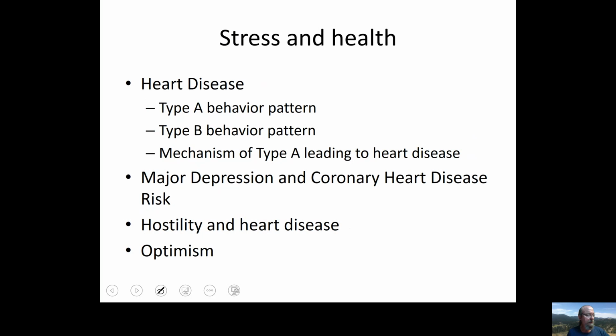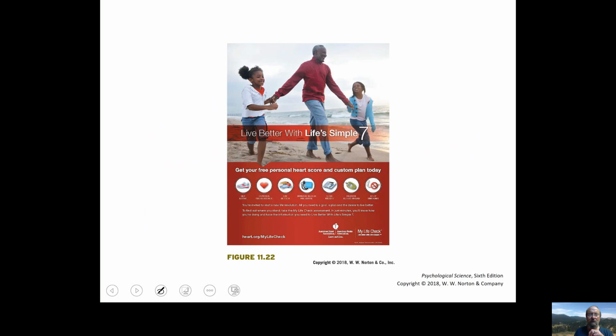Type A and Type B behaviors. Type A is just intense. Type A is a pattern of behavior characterized by competitiveness, achievement orientation, aggression, hostility, restlessness, inability to relax. Whereas Type B is non-competitive, relaxed, easygoing, etc. So, live better with life, simple 7.